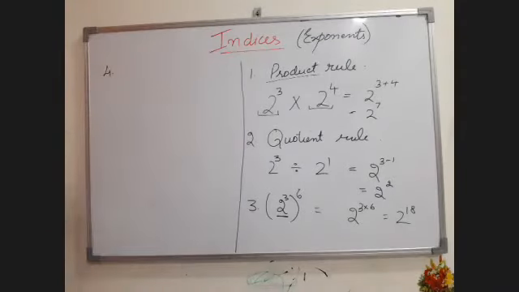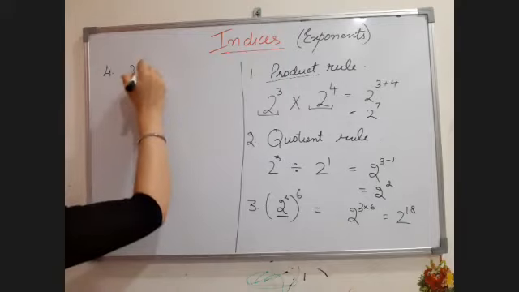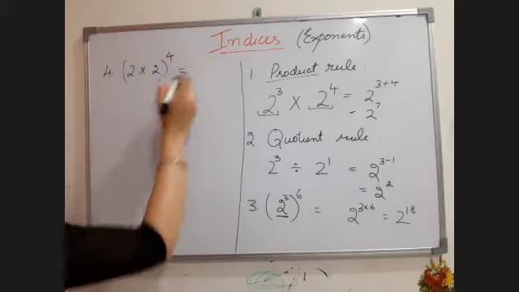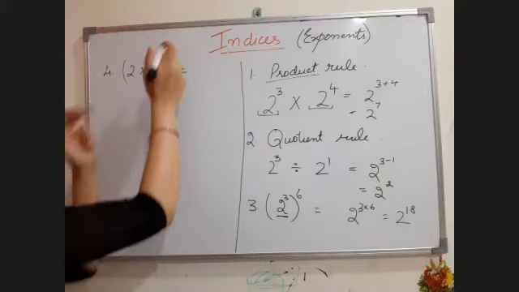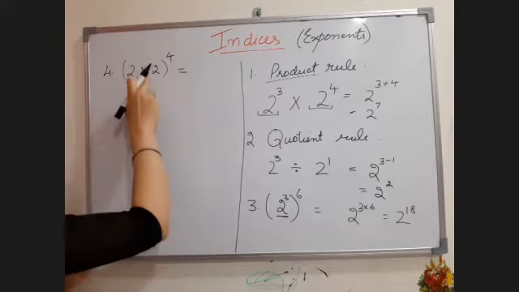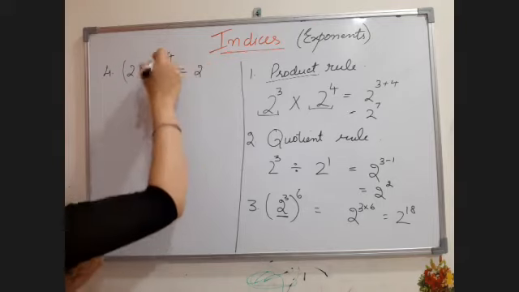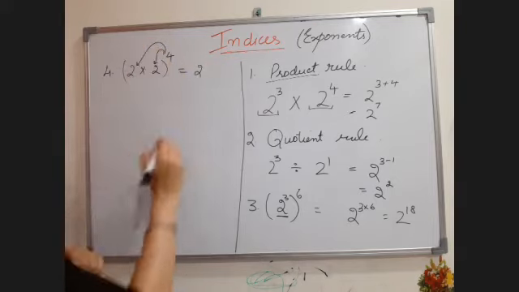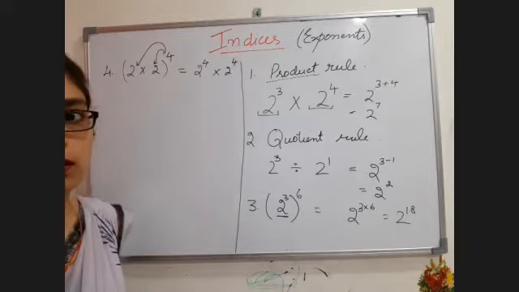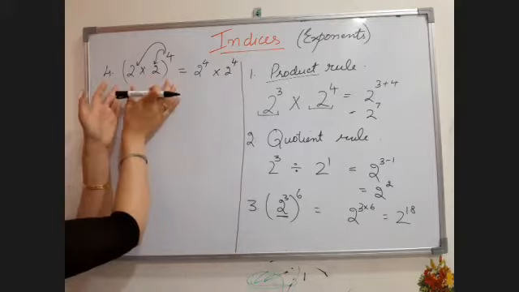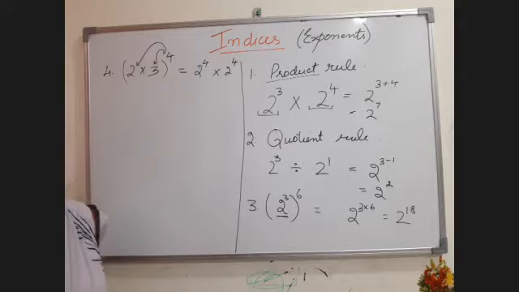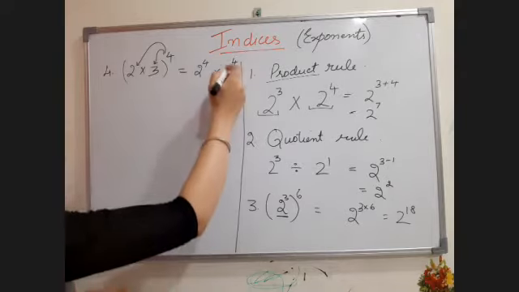Then the fourth rule. Now if the numbers are getting multiplied and they have a power outside the bracket, this is important only in case of multiplication. That means this power is with this 2 also and it is with this 2 also: 2 to the power 4 and 2 to the power 4. If a bracket is written and within that there are any numbers, these numbers can be different also, or the same numbers also.